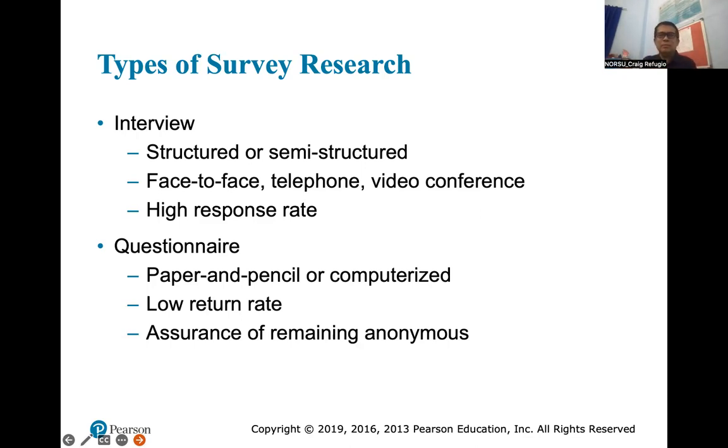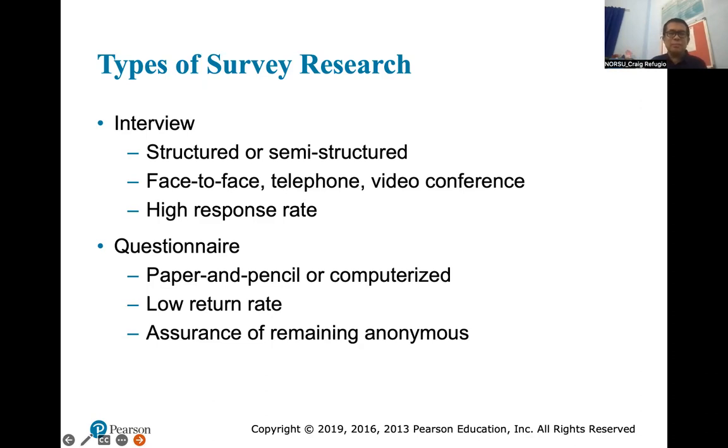Face-to-face, a telephone interview, or maybe a video conference could be some of the possibilities. And based on experiences, it has a high response rate. That's according to different experts. Next is the questionnaire. It can be paper and pencil or maybe a computerized one. But according to the experiences of experts, a questionnaire has a low return rate.